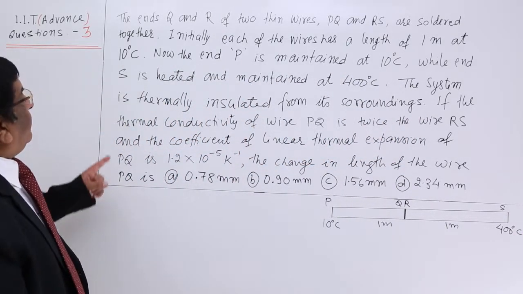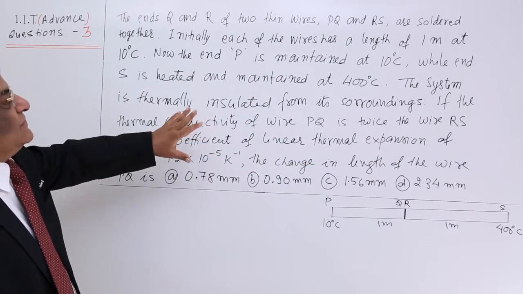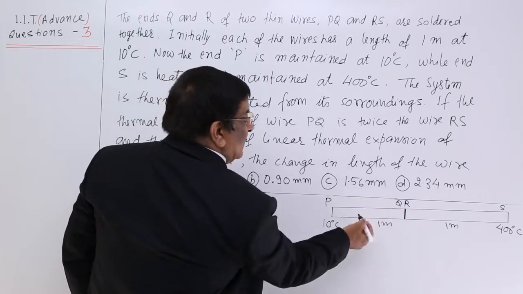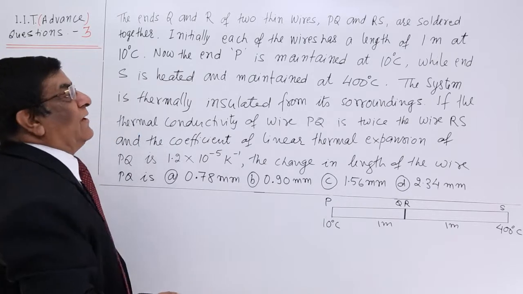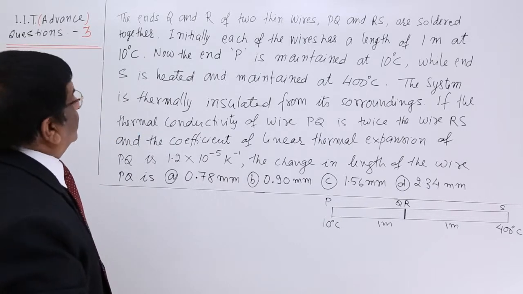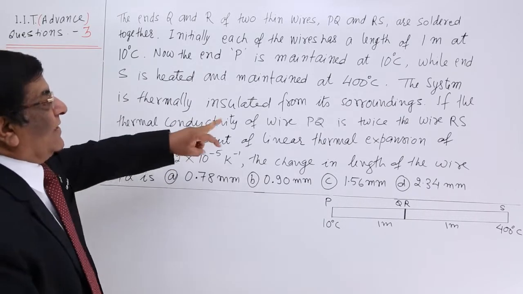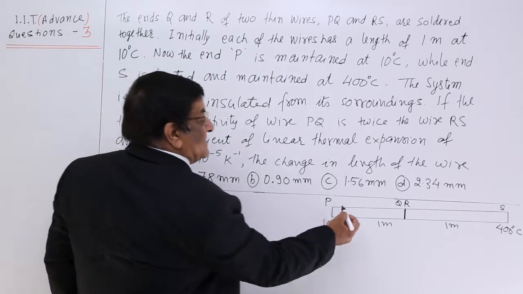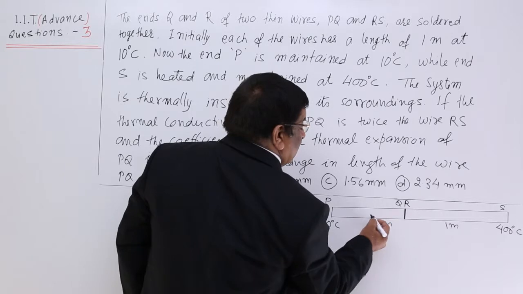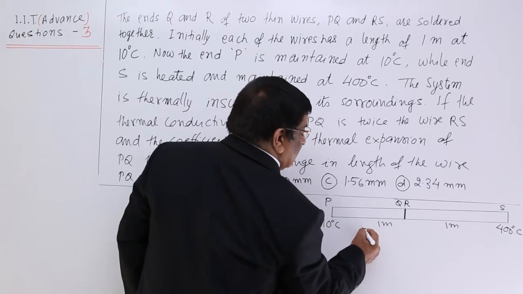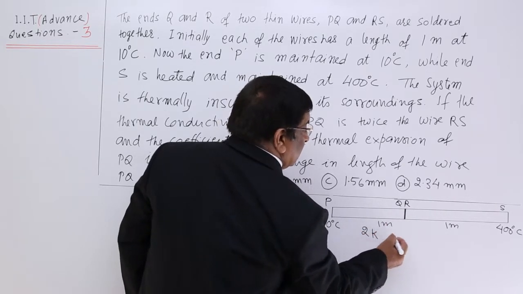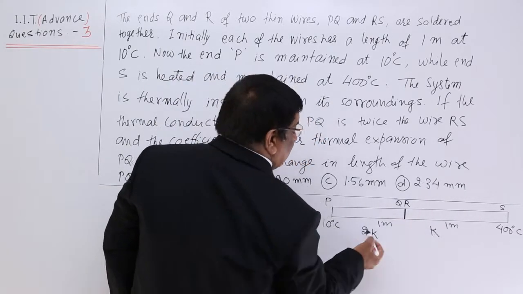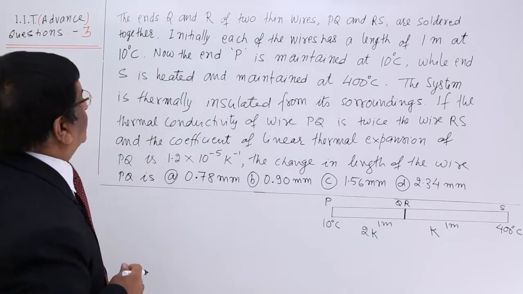The system is thermally insulated from the surroundings. This whole thing is insulated so that heat is not going out. The thermal conductivity of wire PQ is twice that of wire RS. If RS has conductivity K, PQ has thermal conductivity 2K.